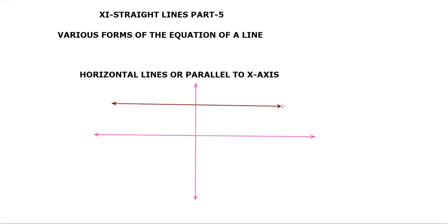How do we write the equation of this line? Either it may be above the x-axis, or it may be below the x-axis. Suppose this is at a distance b, and this is another line which is below the x-axis. So how do we write the equation of these lines? Okay.